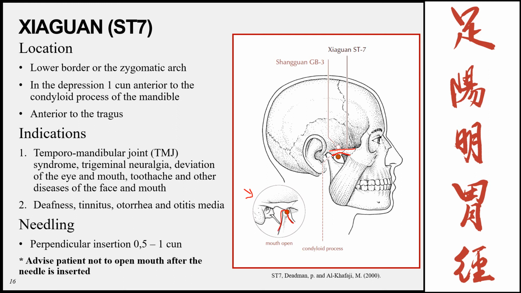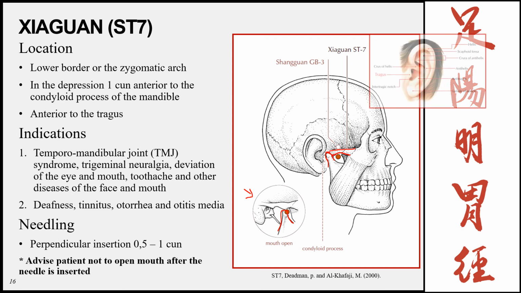And we've got to be 1 sun anterior to the condyloid process. So you'll palpate here and find the condyloid process, and then you're going to go 1 sun anterior to it. What this bottom image in the circle is showing is that when the patient opens their mouth, the condyloid process will slide into this gap where stomach 7 is located. So you must be aware of this, as you won't be able to locate the depression if the patient's mouth is open. And then the final point for the location is that it's anterior to the tragus.